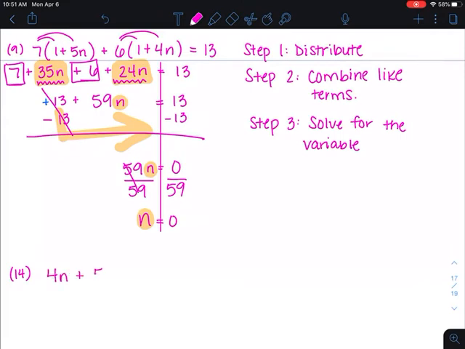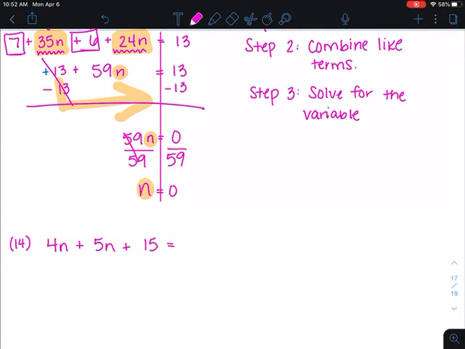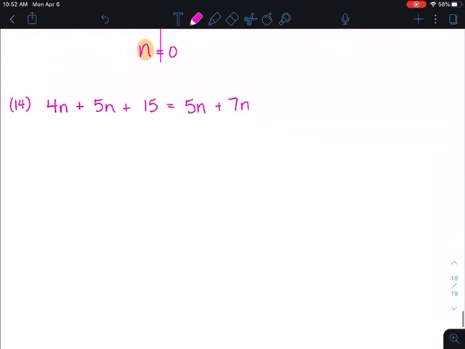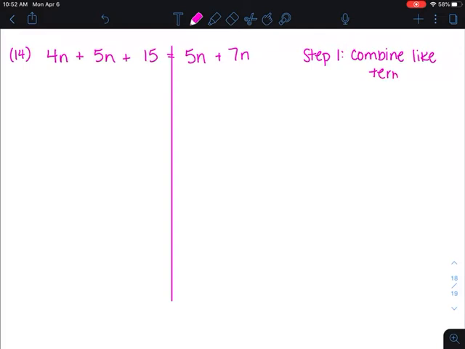In the last example, number 14, I have 4n plus 5n plus 15 is equal to 5n plus 7n. Okay? Draw the line down my equal sign. So step 1, combine like terms.